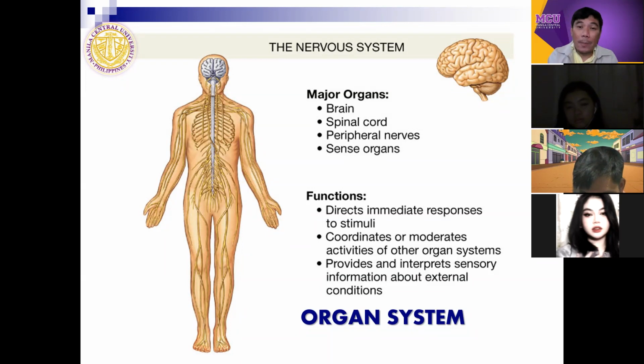Will it affect the peripheral nerves? Will it affect the sense organs? To what extent will it be affected? For example, we are aware that the spinal cord is the one that regulates responses of the body.